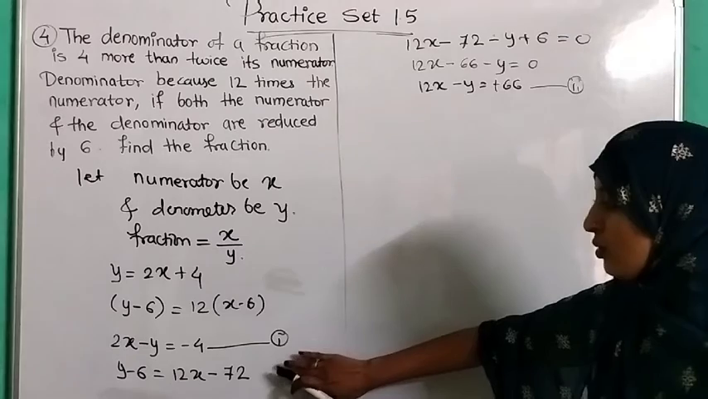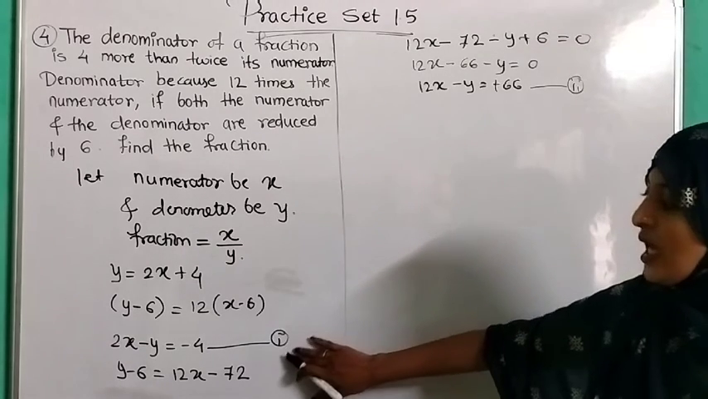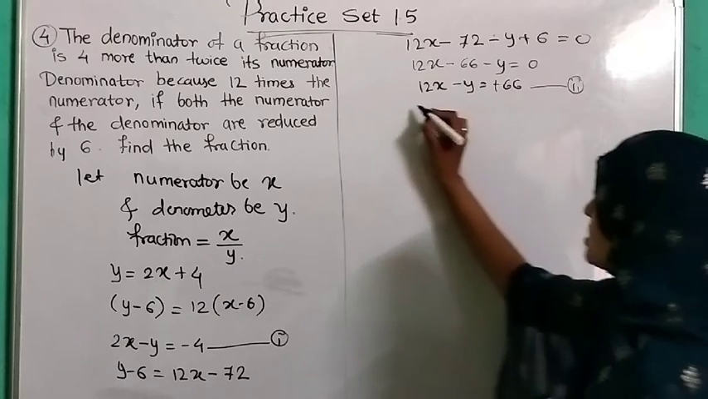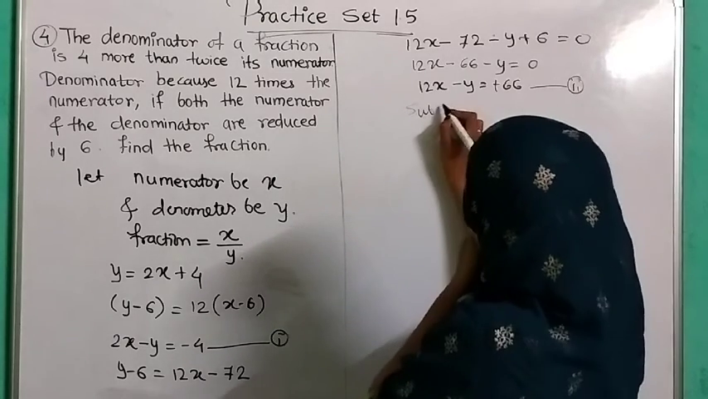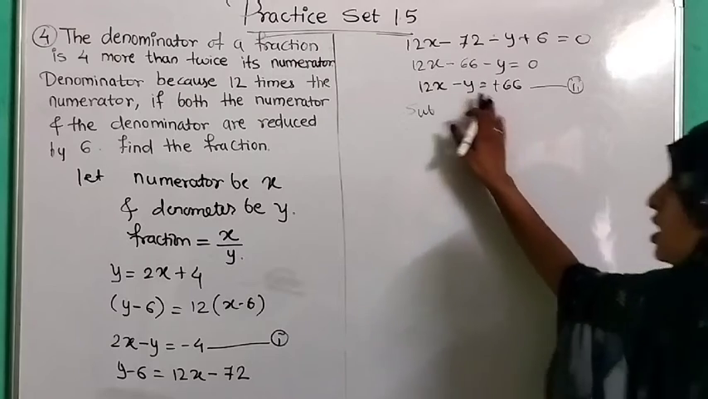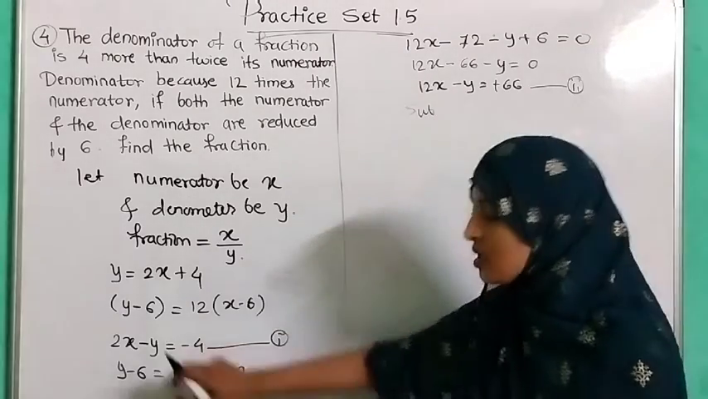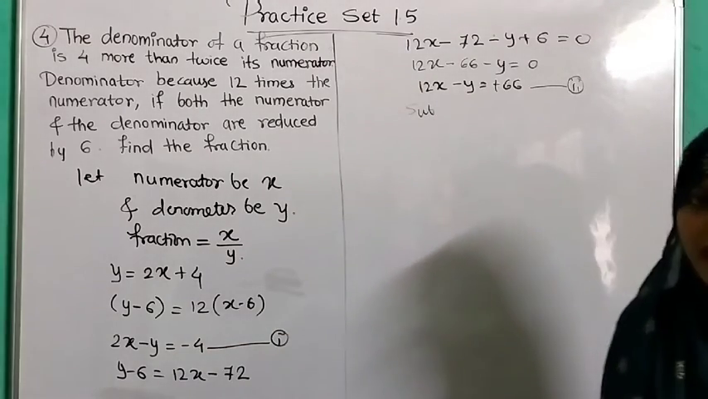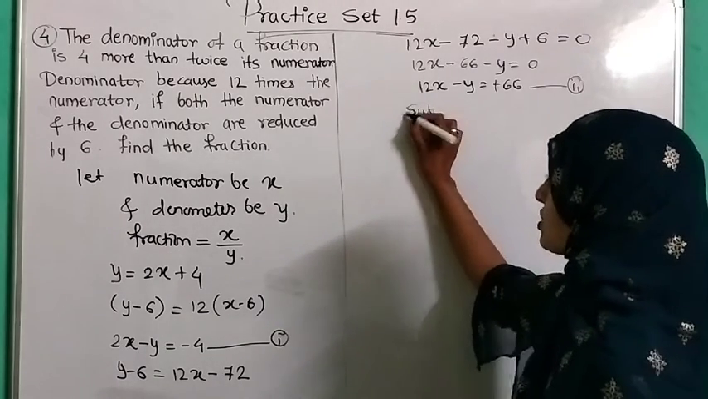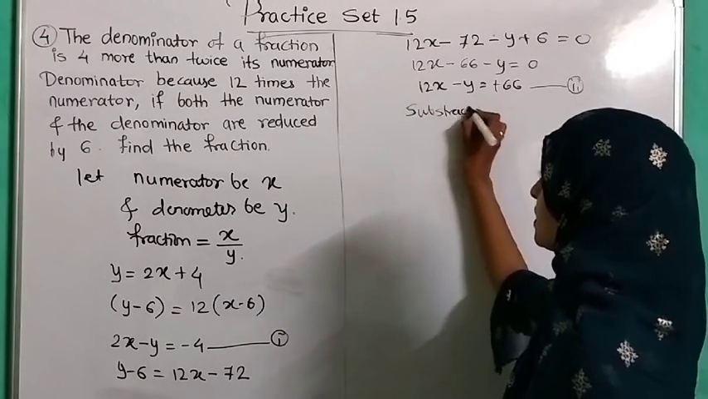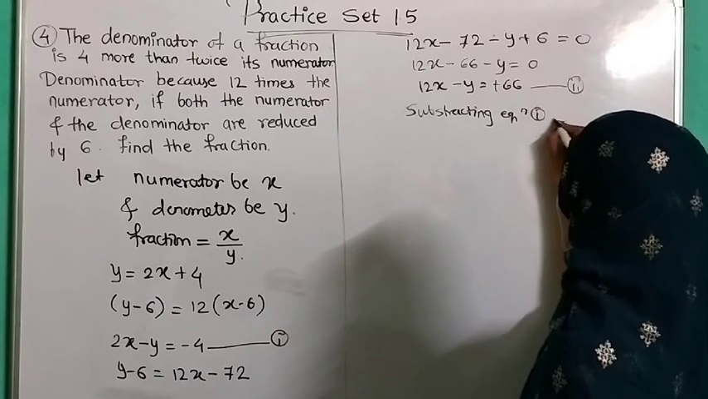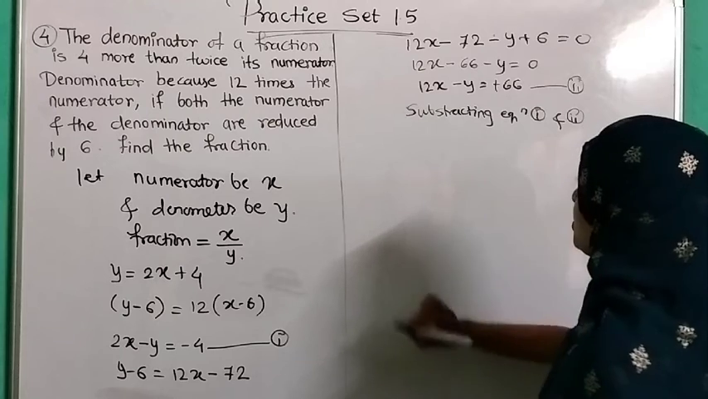What are we going to do? We are going to subtract equation number 1 and equation number 2. Why are we going to subtract them? Because here we have minus y and minus y. When we subtract, the sign gets changed. So we are going to subtract equation 1 and equation number 2.